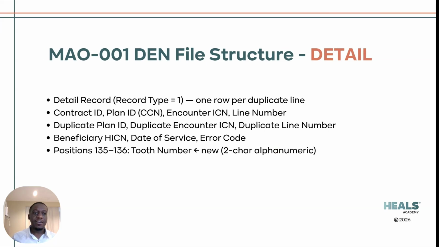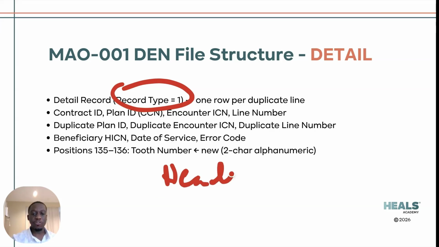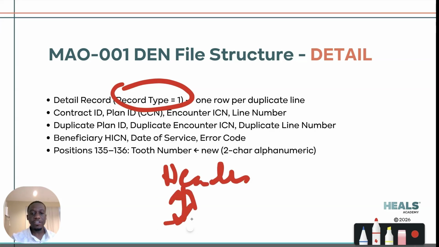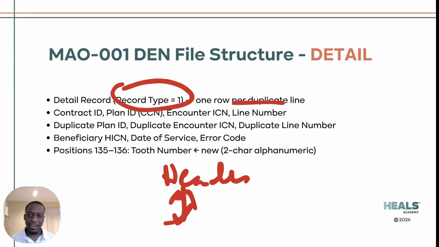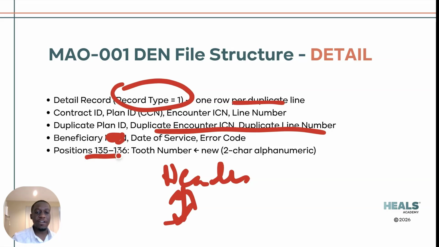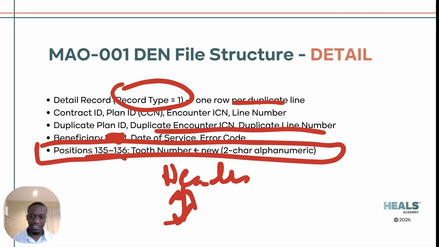On the detail, it starts with record type 1, and you know that that is a detail. Many times you will have a header and you may have multiple details, and then you have a trailer. You will see contract ID, plan ID, encounter ICN, and line number. The duplicate plan ID will also show up there. Then a beneficiary ID, which is the MBI, date of service, and error code. Position 135 to 136 will have the tooth number, which is the addition. So keep note of that for the detail.